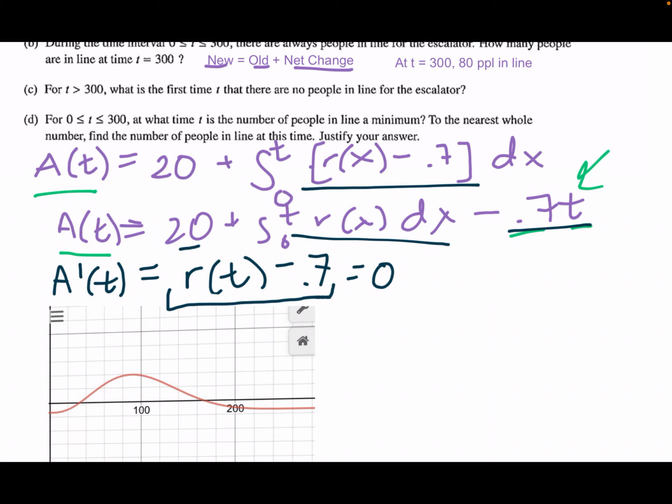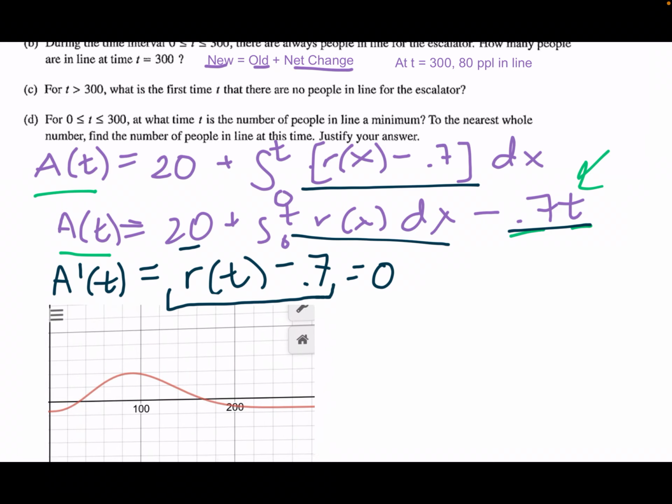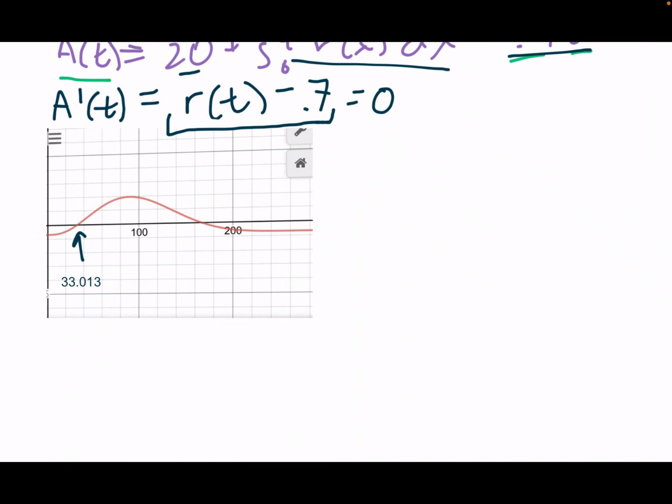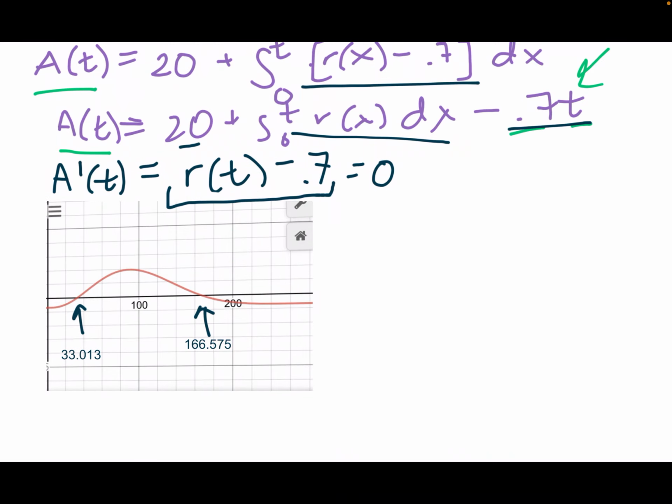My first zero is at 33.013, and my second zero is at 166.575. Okay, so now just looking at this, one of the benefits of graphing like this, oh my lord, sorry guys, you're actually graphing the derivative.